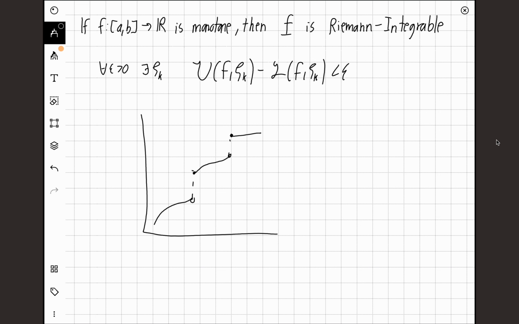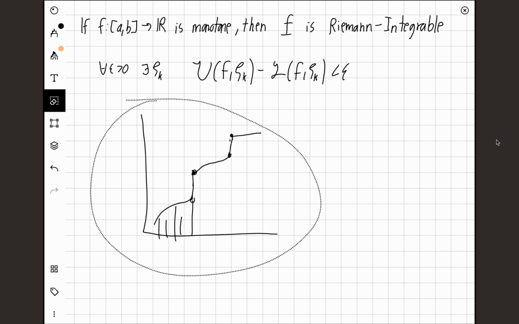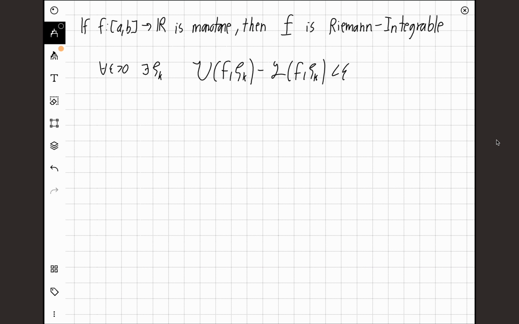It's not continuous. It has jump discontinuities, but it is still defined everywhere on its interval. At this point, it just doesn't equal this value, but it equals this value. So it's still defined on every single value, but it doesn't have to be continuous. That's a cool thing we're going to see in the proof. We don't actually need continuity for Riemann integrability.